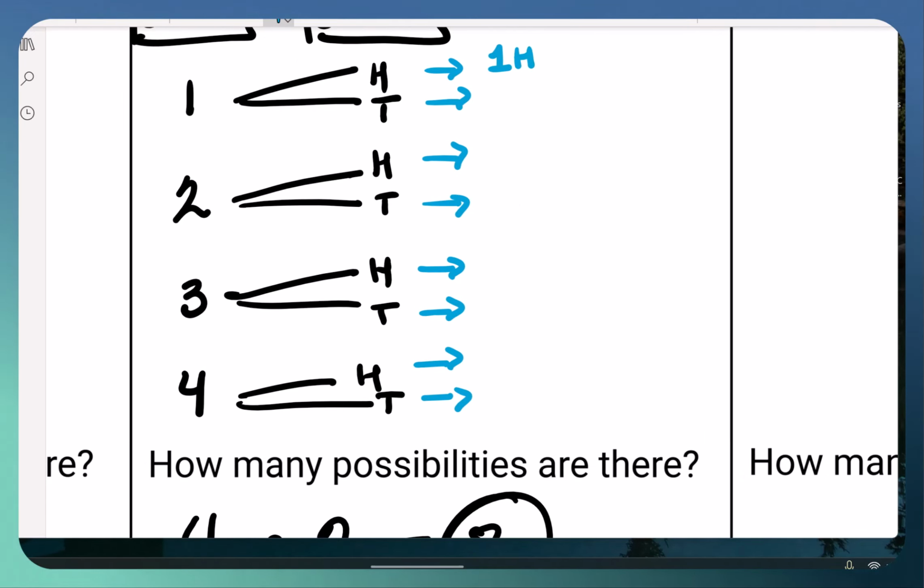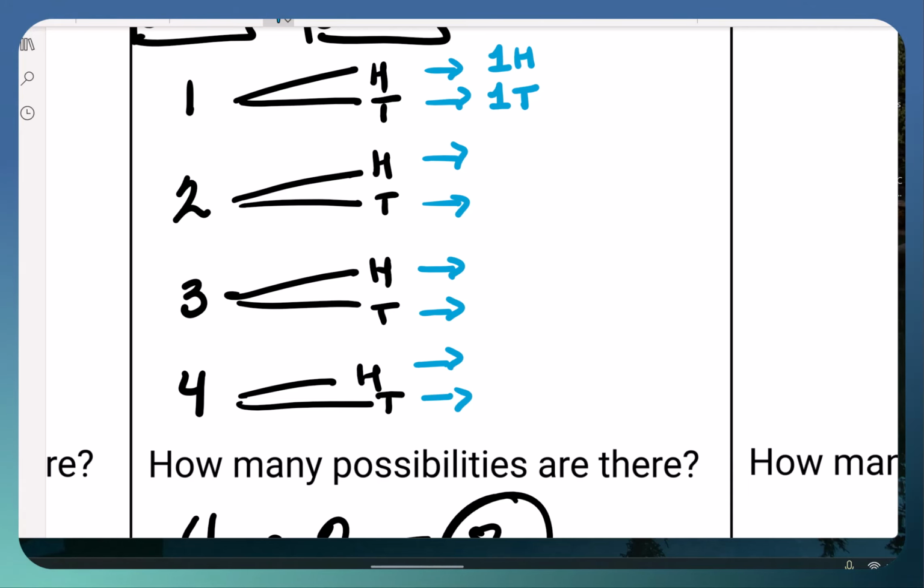So when I write 2H, that means I spun the spinner. Wait, that shouldn't be 2. That should be 1. So it should be 1T. There we go. Okay, so what that means is that I spun the spinner and I got a 1. And then the first one means I flipped the coin, I got heads. The second one means I flipped the coin, I got tails.